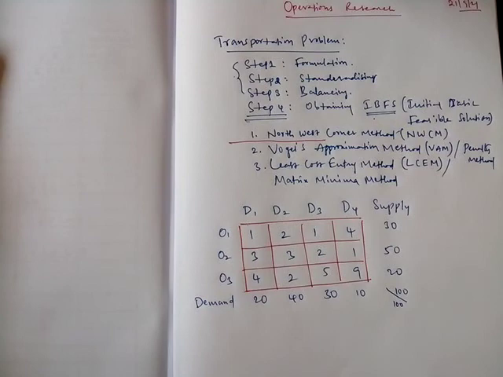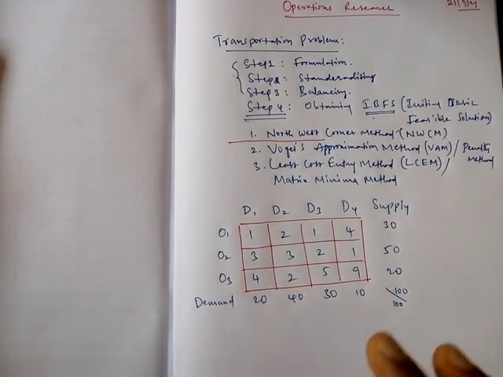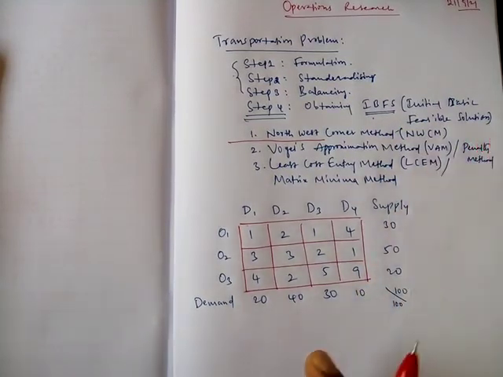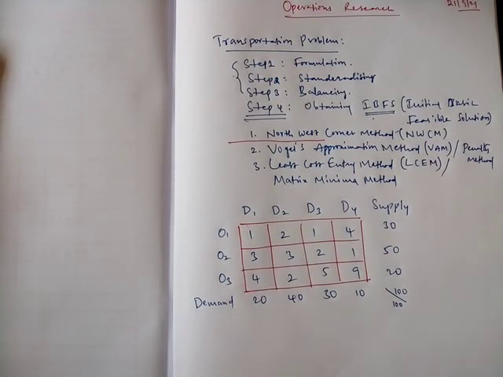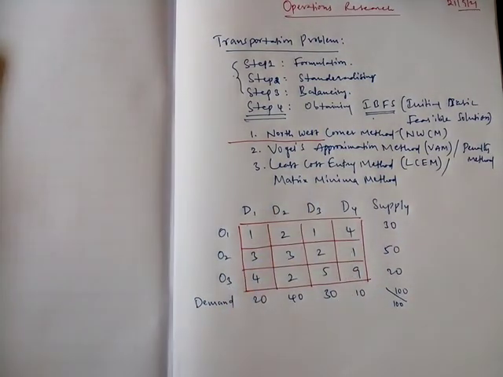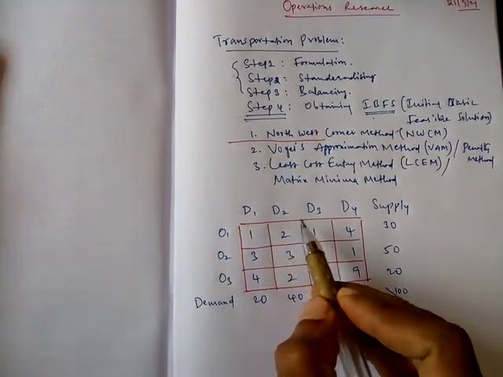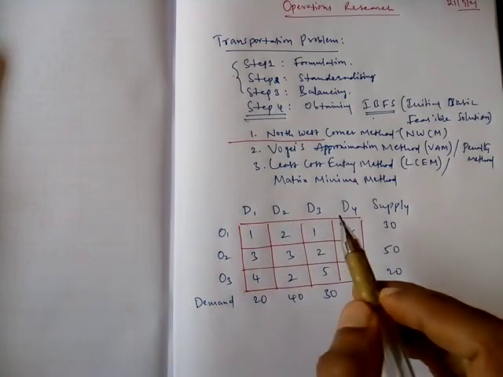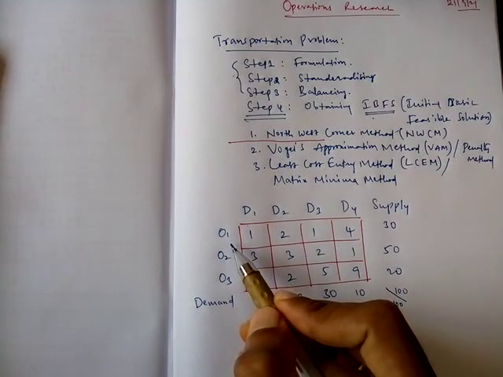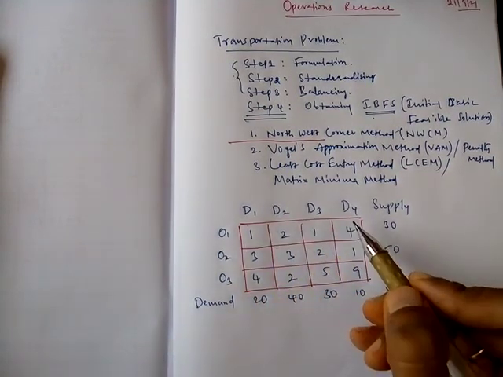So students, this is the question. We need to find out the IBFS, initial basic feasible solution, for this transportation problem. What does it mean? Here O1, O2, O3 are the origins which can supply some amount of units or products. D1, D2, D3 and D4 are the destinations. These origins should supply some material to these destinations.